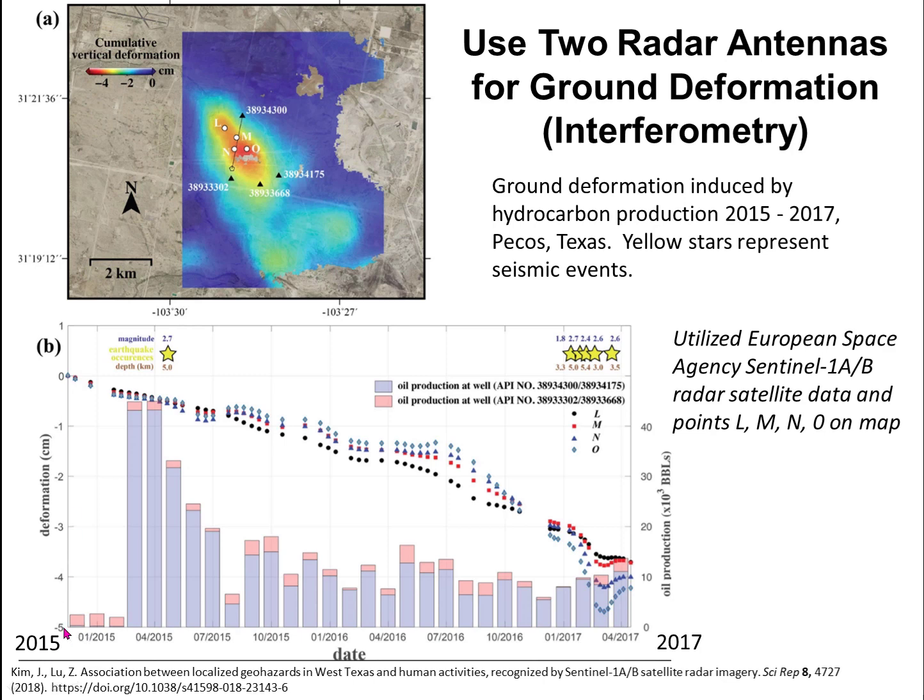And so this bottom graph shows the time 2015 to 2017 along the horizontal axis. The left vertical axis is the deformation, and the right axis is the oil production. So you have these bar graphs going down, that's showing the production, and the monitoring with the radar satellite shows these points, L, M, N, and O.